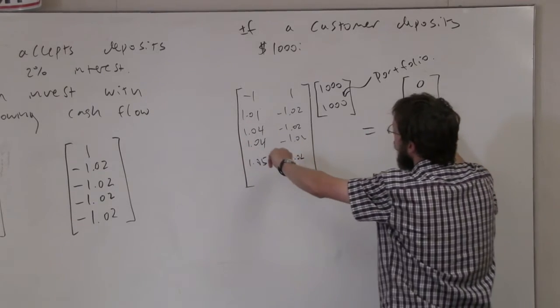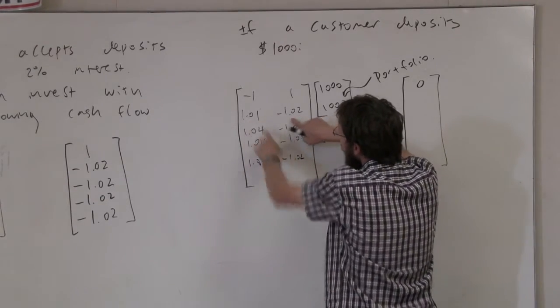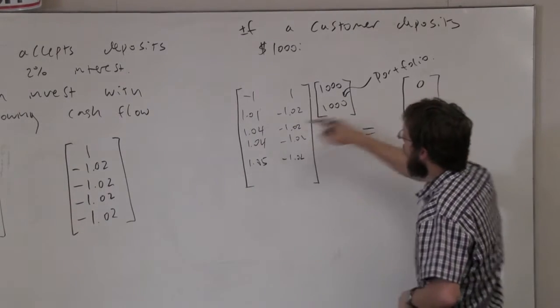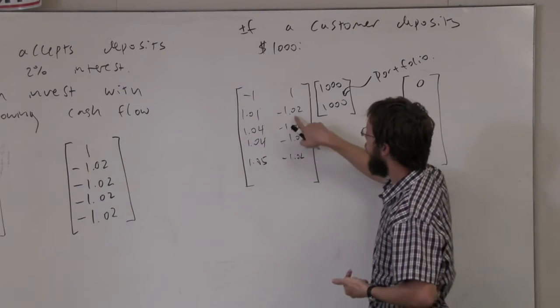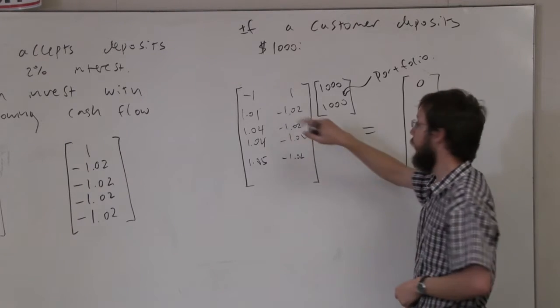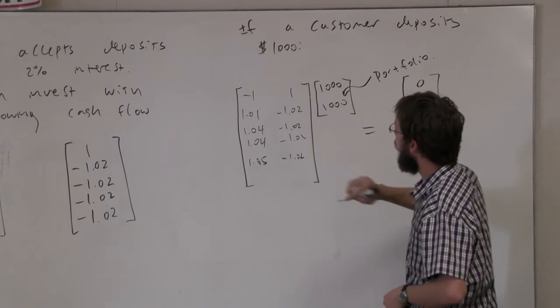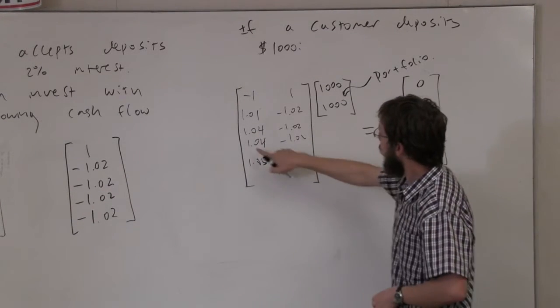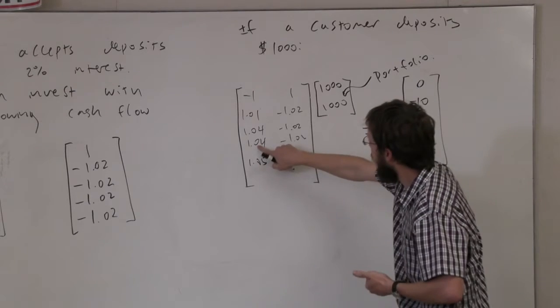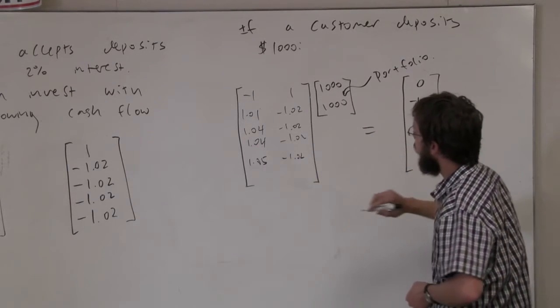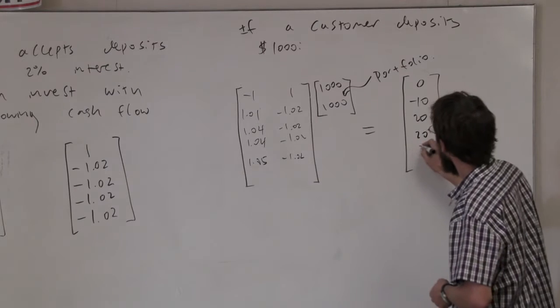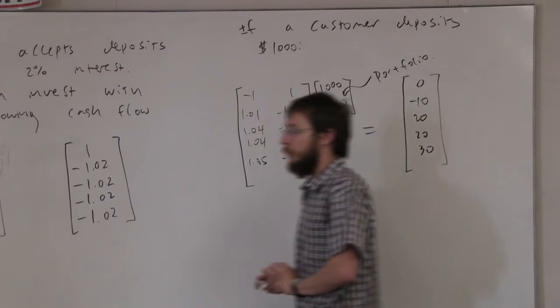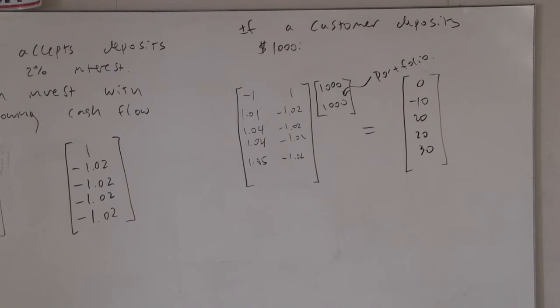But during State of Nature 1, they've gained $10 from this investment, but they had to pay out $20 to the customer. So they lost $10 in this situation. They gained 40 from their investment, paid 20, so they gained 20. Gained 50, paid 20, so gained 30. So that's a portfolio vector for this bank, if they have that option for investing, and they pay that amount to their customer.